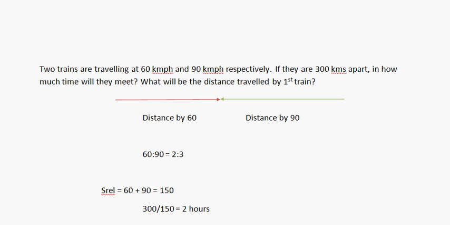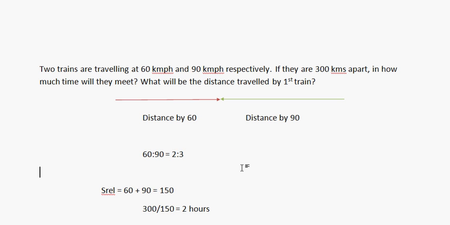So this is the relative speed when they are traveling in opposite direction. The rule is simple: when they are traveling in opposite direction, we add the speeds. When they are traveling in same direction, we subtract the speeds, right? Now the ratio of the distances traveled by them is 2:3.